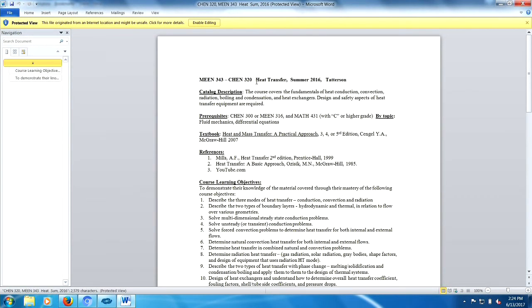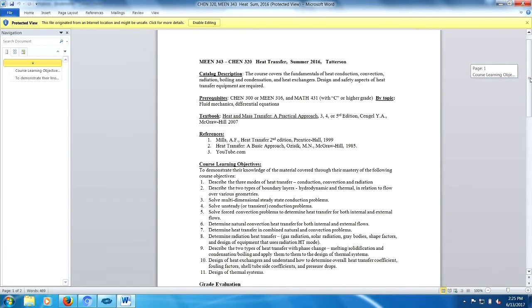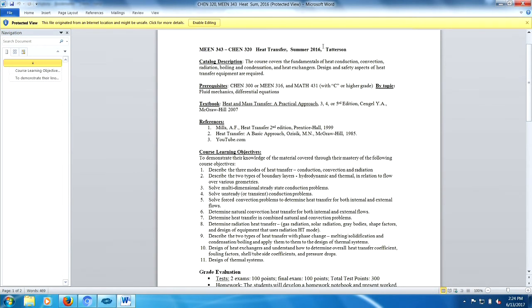This would be for the ME and 320. Basically, this is summer 2016, whereas the other one, Chemical Engineering 320, is outlined basically as summer 2017, I think. Anyway, we're going to talk about the fundamentals of heat transfer, which involves conduction, convection, radiation. It involves boiling and condensation, and also discusses heat exchangers. You have a number of prerequisites here.